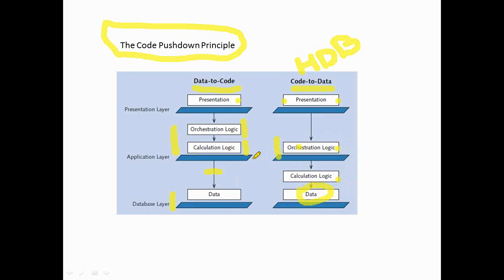So the HANA database follows code to data. That means the code that you have written directly moves to the database layer. Here what you're doing is, the data you have in the database, you are bringing to the application layer, to the code, and then processing it. Instead of that, take your code directly to the database, process everything, bring the final result. There is no to and fro.